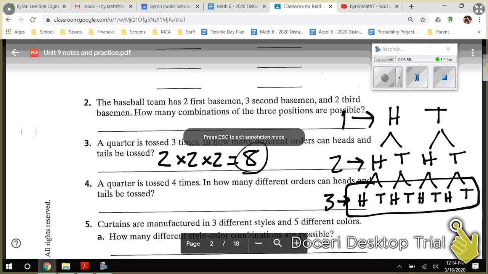Okay, so again, that just shows us that the idea works. Sometimes it's hard to think about, though. It's not 2 times 3, right? It's 2 times 2 times 2. It's more like exponents.